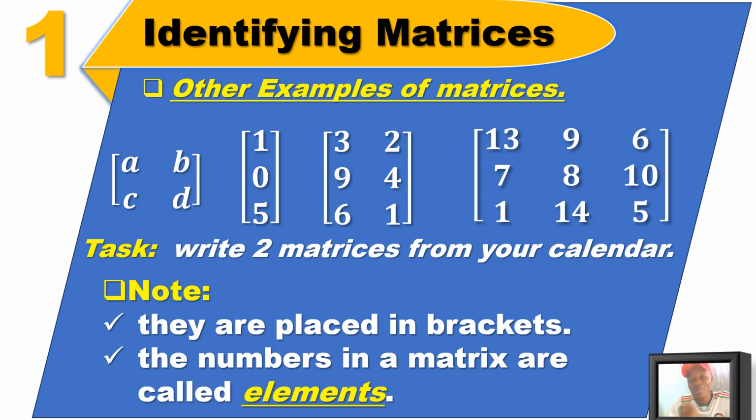And another very important thing: those numbers you write in brackets, you stop calling them integers, letters, decimals or fractions. No, they have a name. The numbers in a matrix are called elements. They are called elements. All right, good.